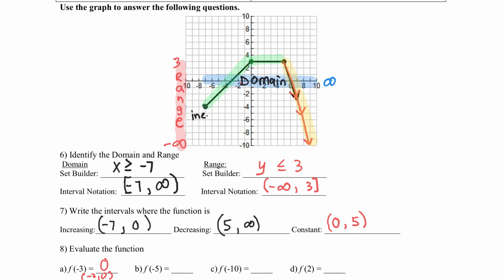F at -5, which is the input. Input is -5. That's -6, -5. You're going to go down 2. So the output is -2. So what is the ordered pair? -5, -2. -10. F at -10 is out of reach. It's not on the function. So guess what it is? That's correct. It's undefined. You're unable to define it. And then, of course, when it's f of 2, it's going to be 3. And the ordered pair is 2, 3.